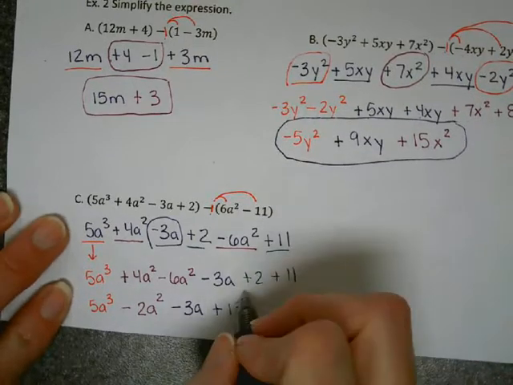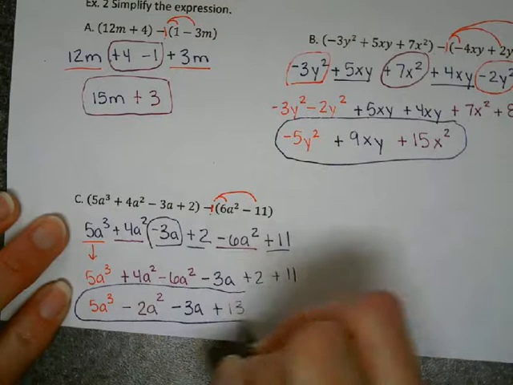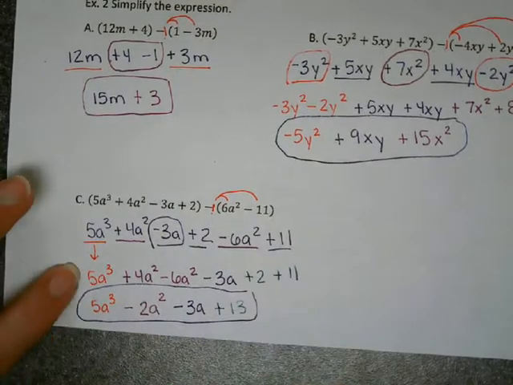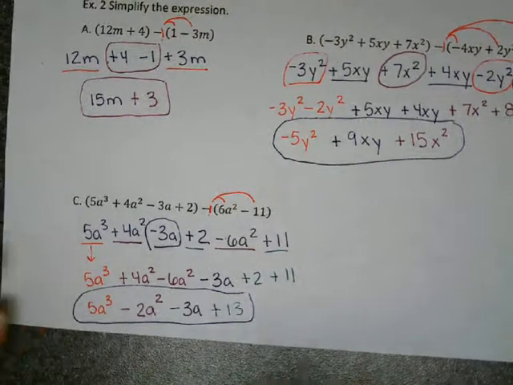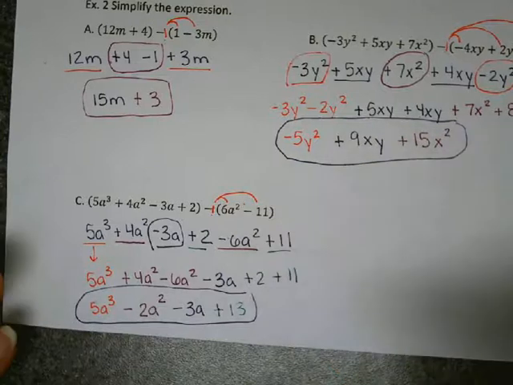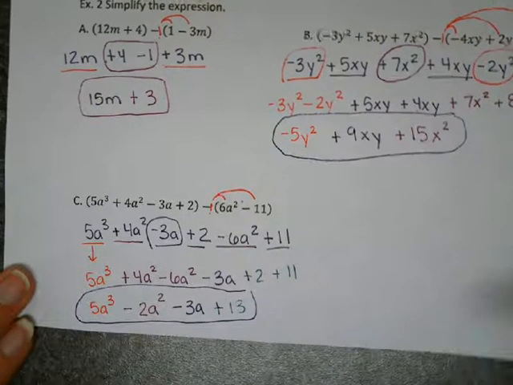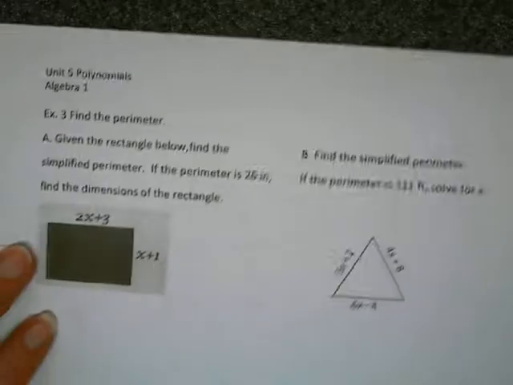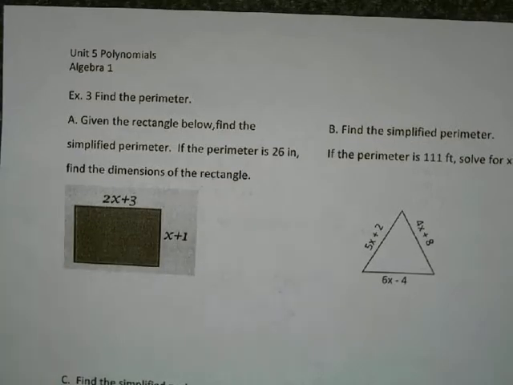And sometimes there's things to combine, sometimes there's not. But watch, if it's a minus problem, you have to distribute the negative 1. So you have to times by negative 1. Alright, let's apply this now to some picture problems. Perimeter just refers to adding something. So given this picture, it says, given the rectangle below, find the simplified perimeter.